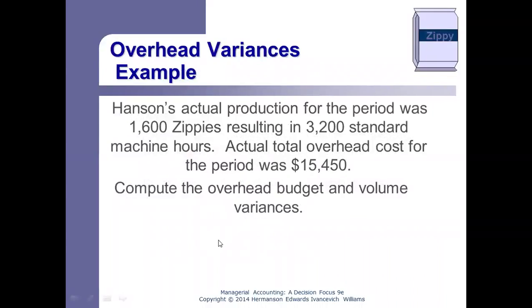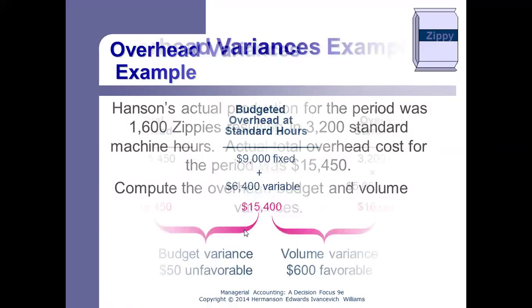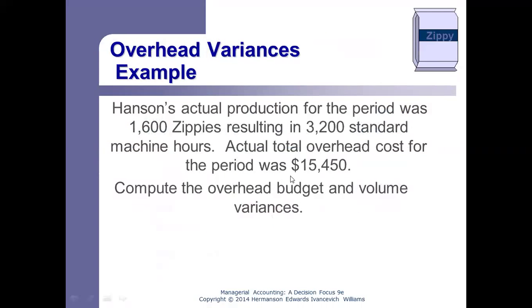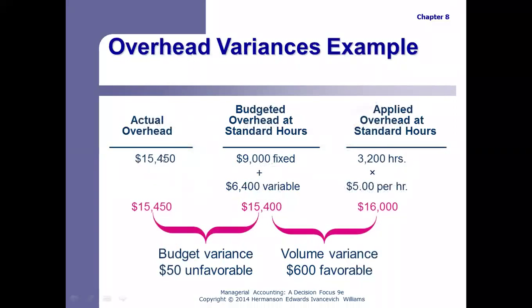Okay, here's an example. These guys made 1,600 zippies, resulting in 3,200 standard machine hours. So it looks like there are 2 machine hours for each unit made. The actual overhead cost was $15,450. Compute the overhead budget variance and the volume variance. The actual overhead is given: 15,450. There's no need to break it down into fixed and variable or the hours and per hour kind of thing. It's just in total.